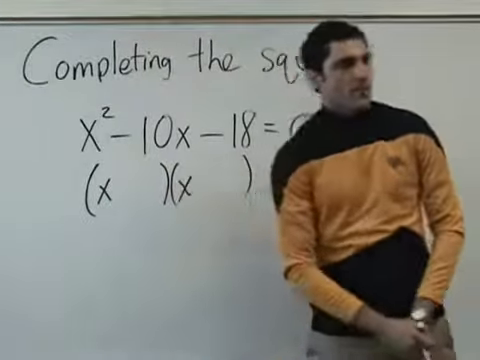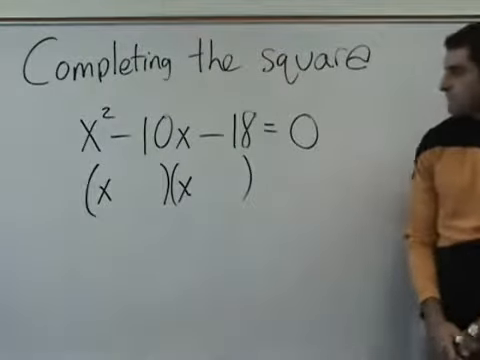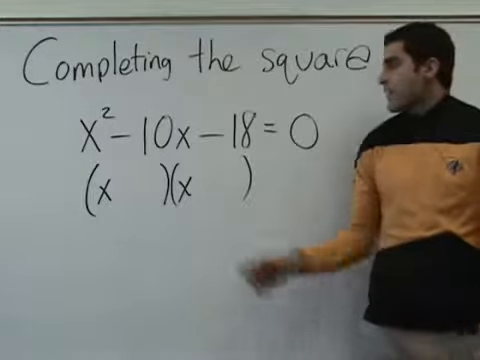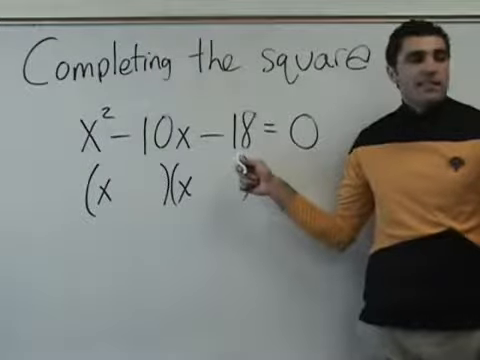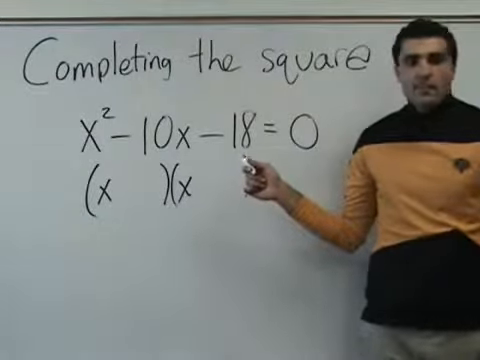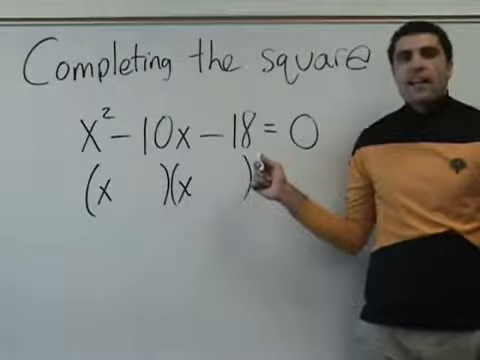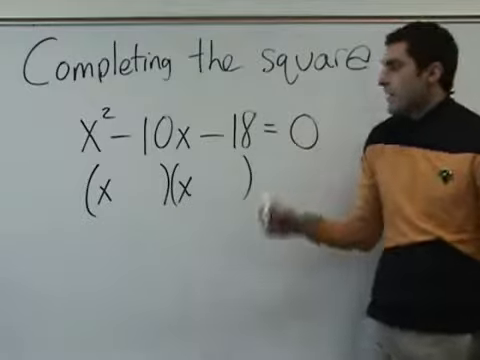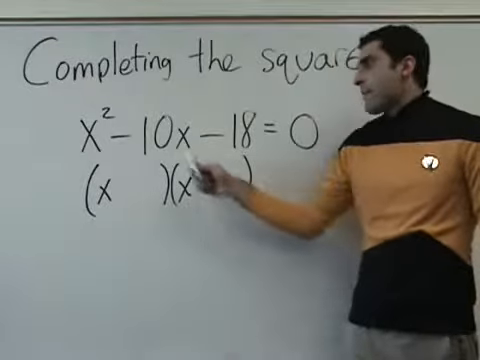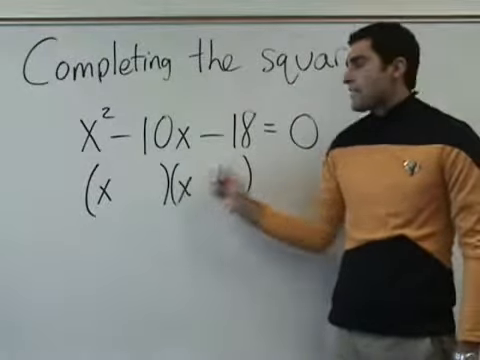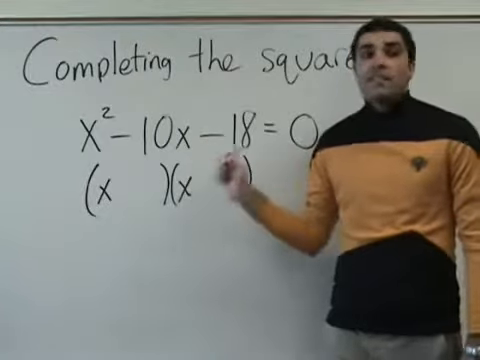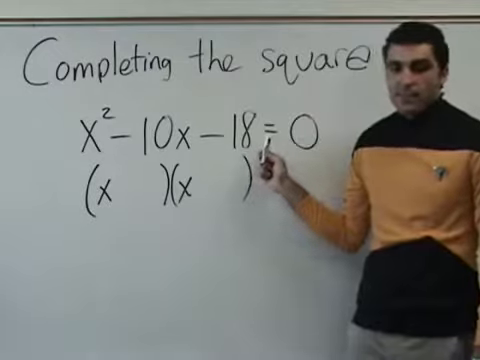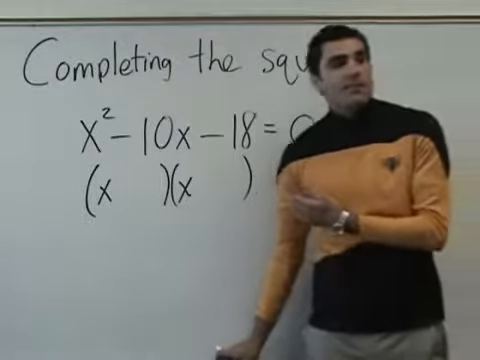Wait, no, it can't. It cannot. So we got someone saying it can't be factored. So remember numbers that multiply to 18? What are they? 6 and 3, 9 and 2, 18 and 1. If we were to put 6, 3 here, could that make 10? No. If we were to put 9, 2 here, could that make 10? No. If we put 18 and 1? No. It has to multiply to make 18. So it can't be factored.